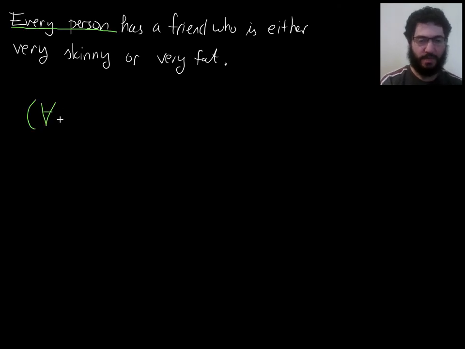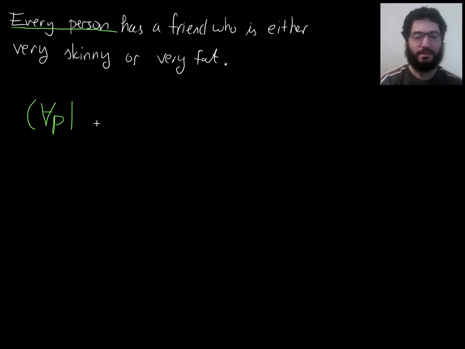So for all, and I can name the variable anything I want. I could use x, but I'm going to use p for person. So for all p, it's not that for all p has a certain property. That's not exactly what it sounds like. It sounds like it's saying every person. So I want to quantify over not everything, but just the people.